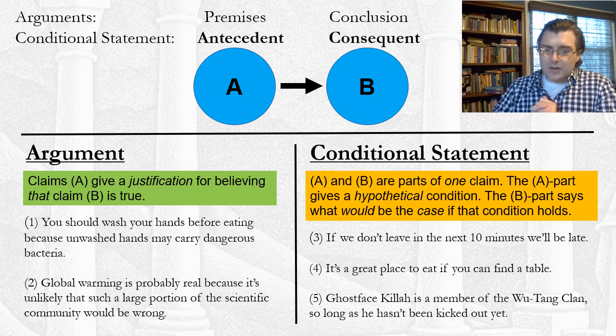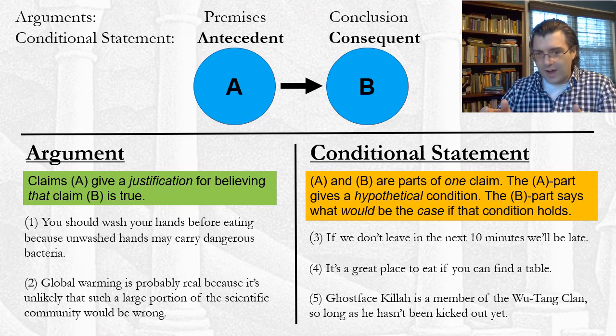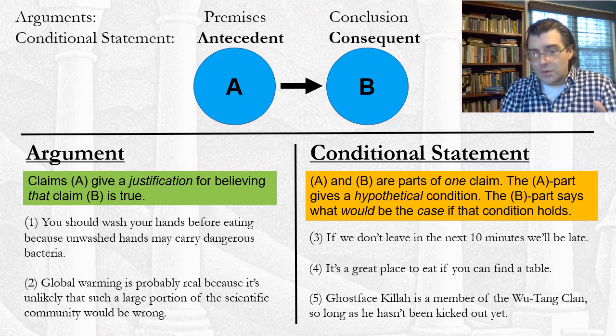And sometimes it takes a little bit of work to identify the antecedent and the consequent. So for instance, in example 5, the antecedent is going to be Ghostface Killer hasn't been kicked out yet. Because what's being said is if he hasn't been kicked out yet, then he is a member of the Wu-Tang Clan. So in 5, the antecedent is Ghostface Killer hasn't been kicked out of the Wu-Tang Clan yet, and the consequent is Ghostface Killer is a member of the Wu-Tang Clan. Okay.